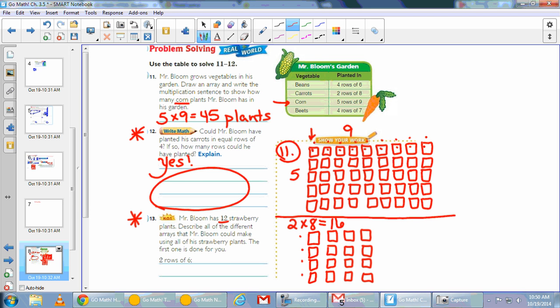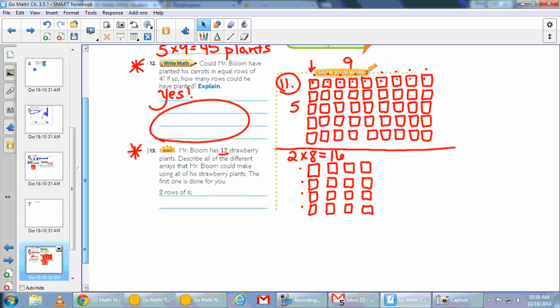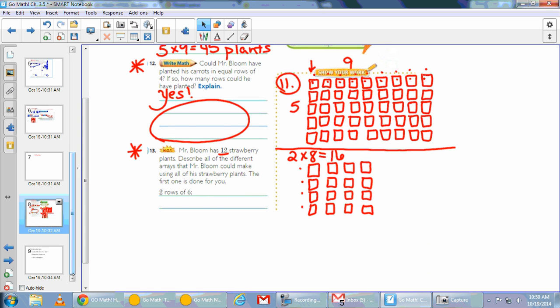And then your last one is your test prep one. What multiplication sentence does this array show? Go ahead and fill that one in, and we'll just spot check that real fast for you when you come.